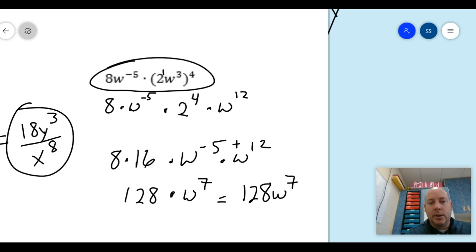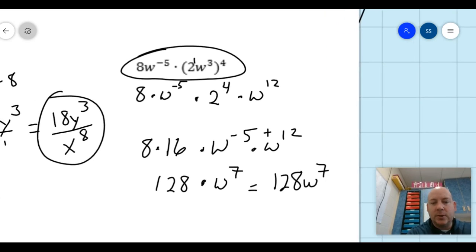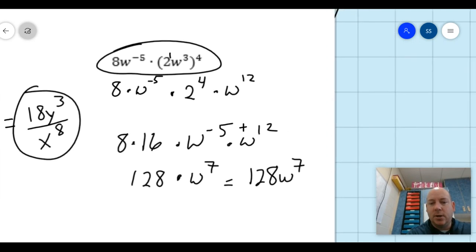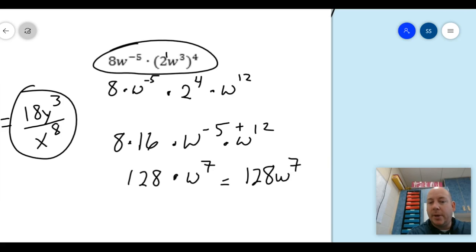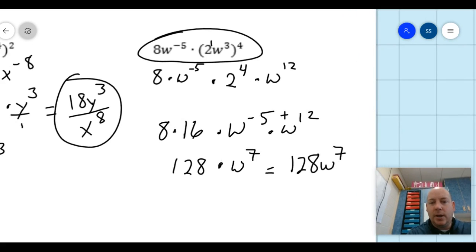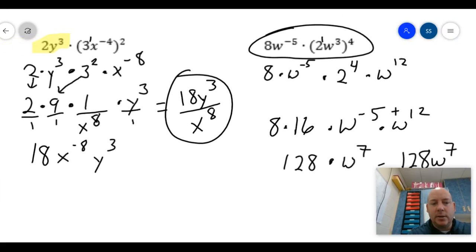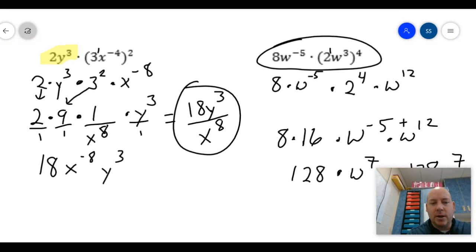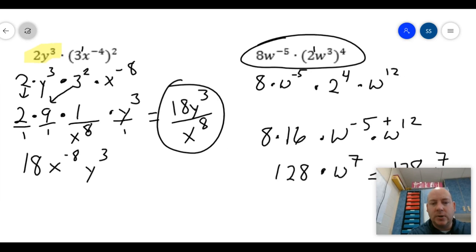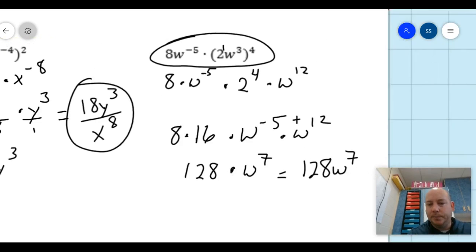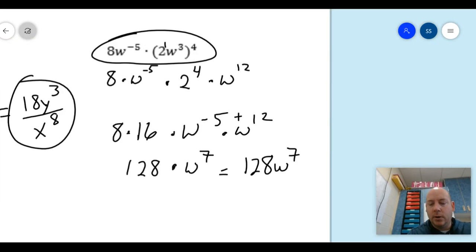And again, sometimes you have to look ahead. I initially wrote that as a fraction before I realized that I'd have to combine my w's. So with the negative, if you wait till the end... In the first one, I knew there weren't any other x's, so I changed it right away. Here, I left it as a negative first because I had to do some combining with the other w.